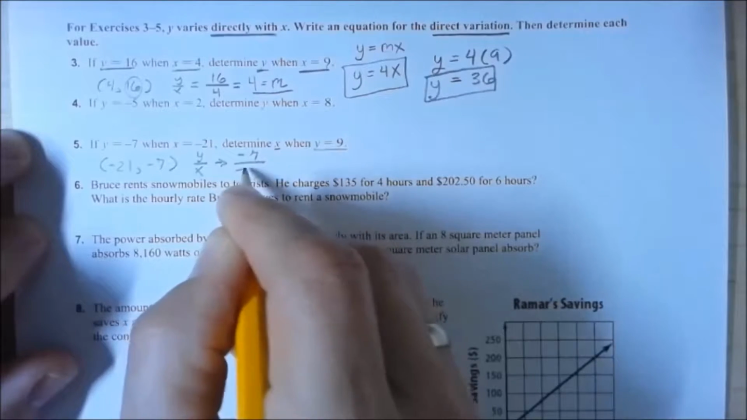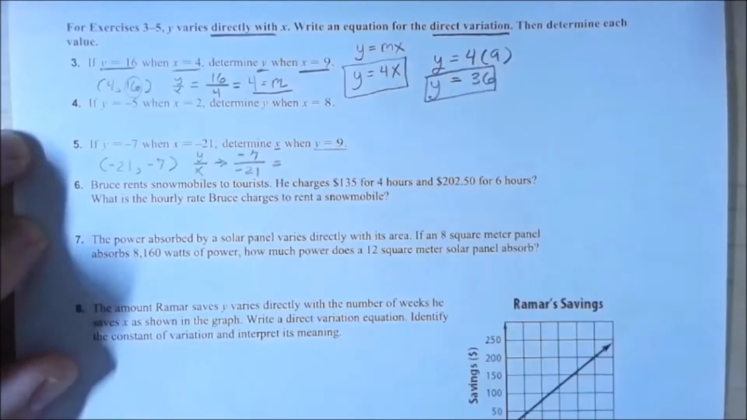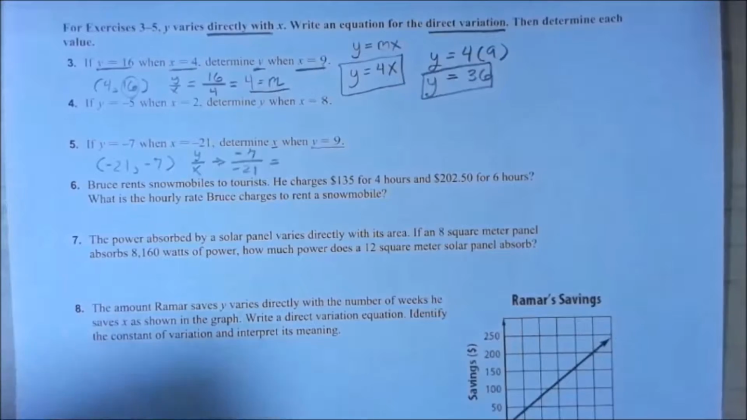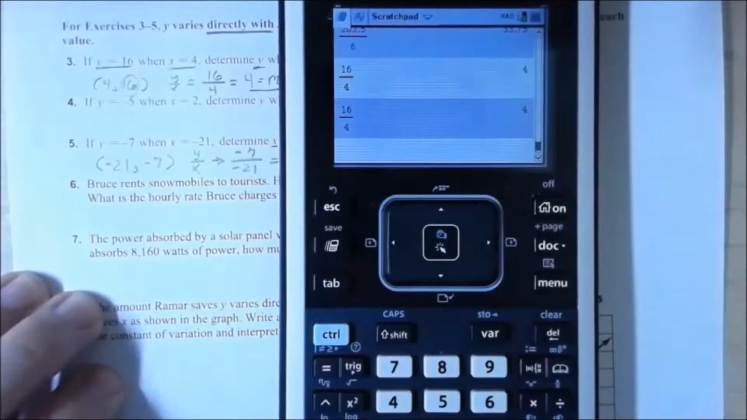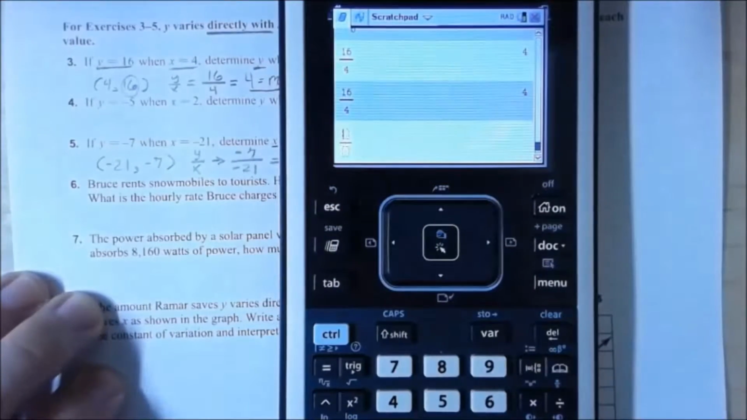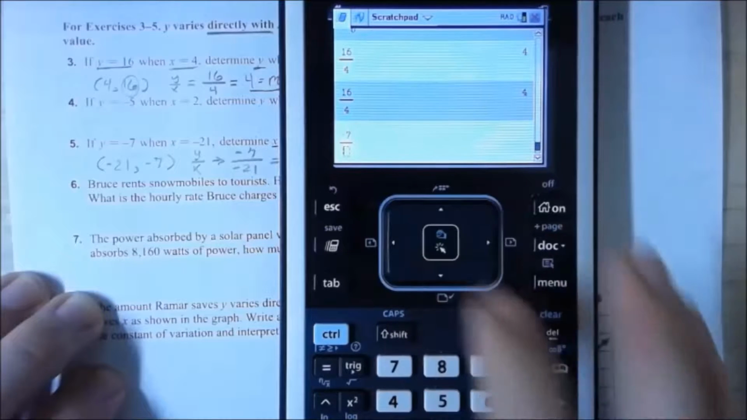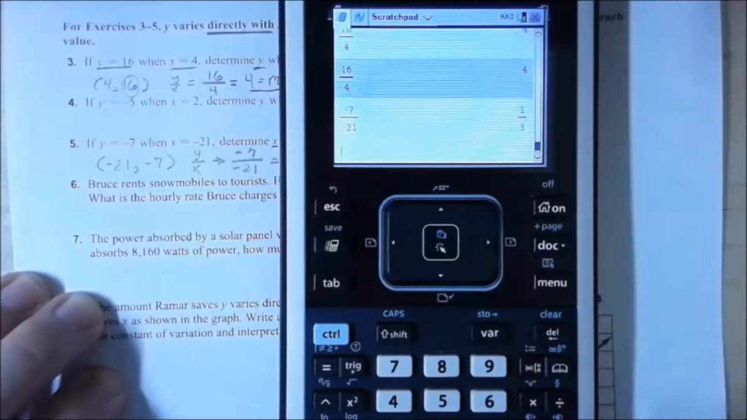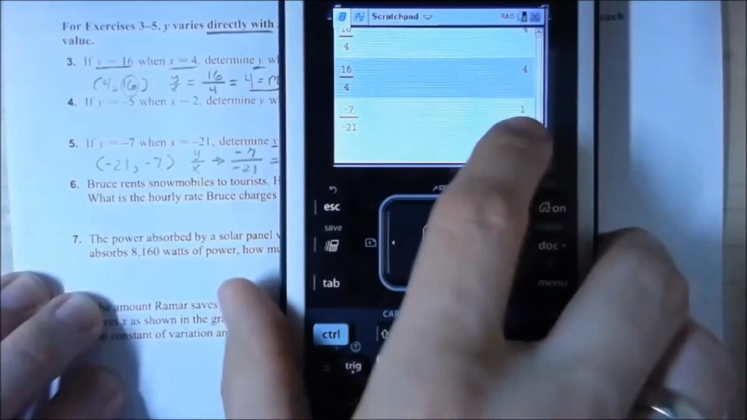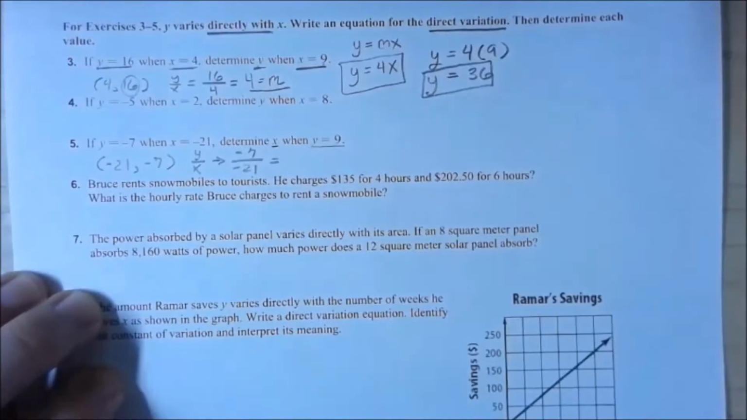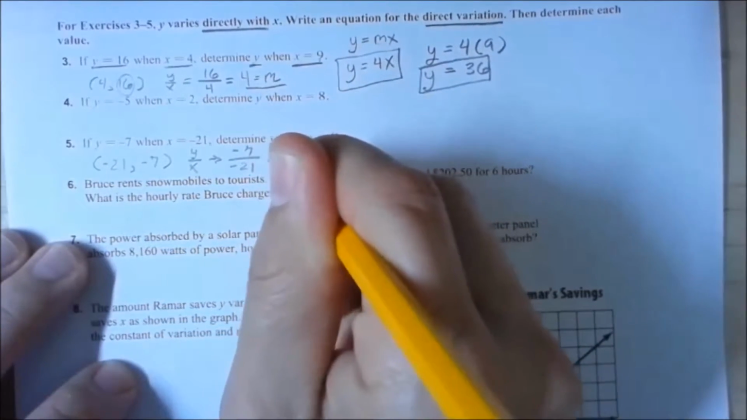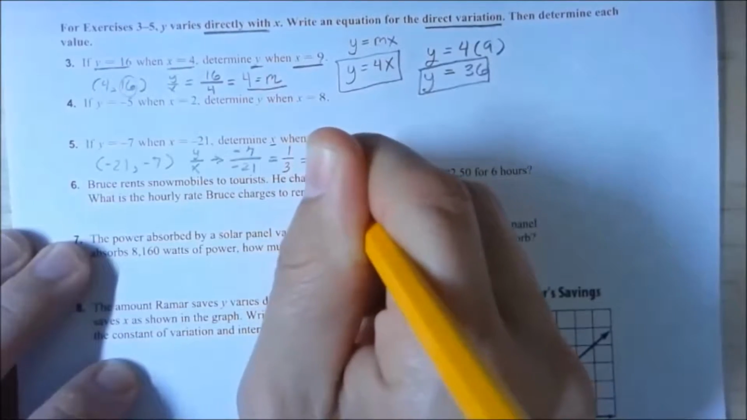-7 over -21. So this is going to give us our m, but let's go ahead and put it in a calculator. So in the calculator, if we were to do this, we would have -7 over -21. Hit enter. It gives us a positive 1/3. So let me move that real quick. So I have a positive 1/3 is equal to m.